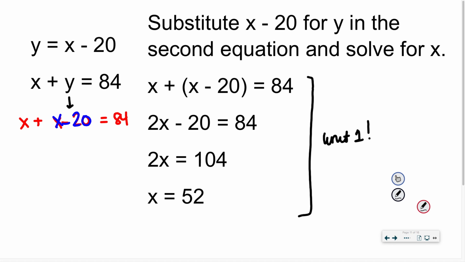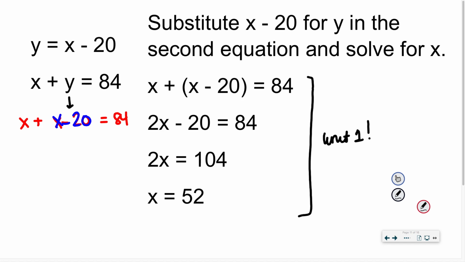We already know its value, right? We already know that y is the same thing as x minus 20. Y is already by itself. Today, when we're practicing substitution, some of your equations are already going to have a variable alone. Tomorrow, we're going to take it a step further. You might have to do something to get one of your variables isolated.